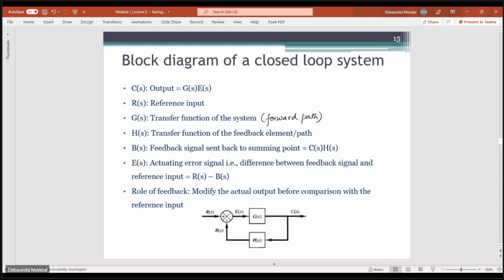Now you can write that Bs will be equal to Cs multiplied by Hs. The input of this Hs block is Cs and the output is Bs, so Bs is nothing but Cs into Hs. Similarly, the input of the block Gs is Es and the output is Cs, so you can write Cs equals Gs into Es. And this error detector is comparing the reference input Rs and the signal Bs, so Es will be equal to Rs minus Bs.